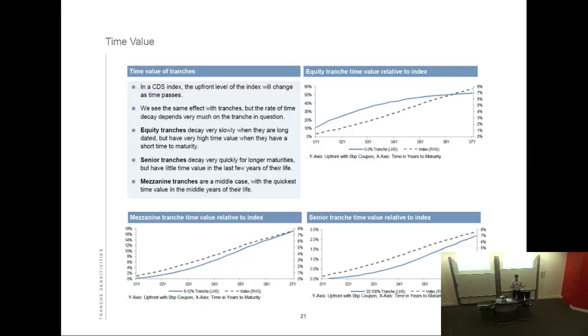And also think of it, senior and equity together must effectively be the index. So if one is slow to roll down, the other one must be fast to roll down. And mezzanine tranches are kind of in between. As always, they are similar to the index. Okay, but that's an important concept to realize.